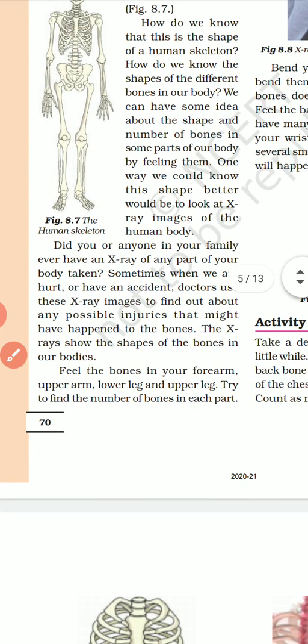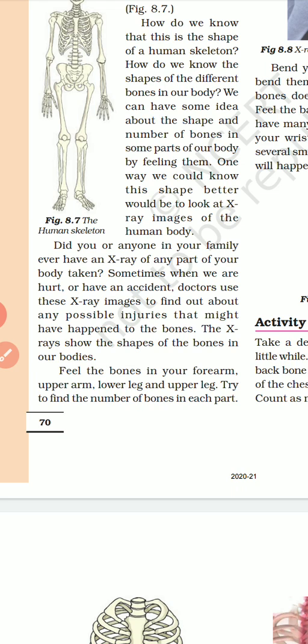Did you or anyone in your family ever have an X-ray of any part of your body taken? Any part of your body. Sometimes when we are hurt or have an accident, doctors use these X-ray images to find out about any possible injuries that might have happened to the bones. The X-rays show the shape of the bones in our body.